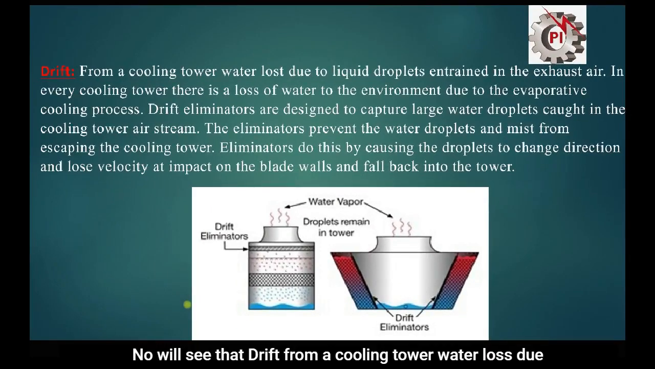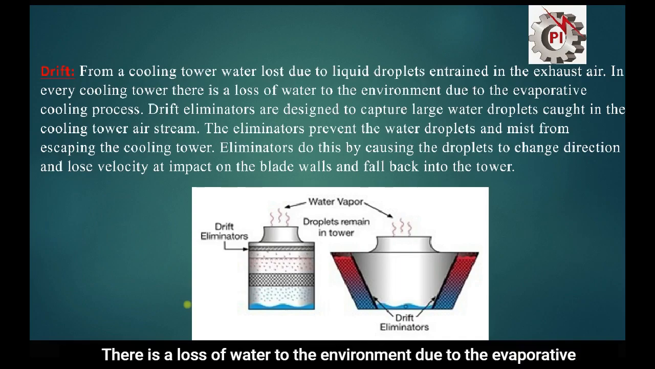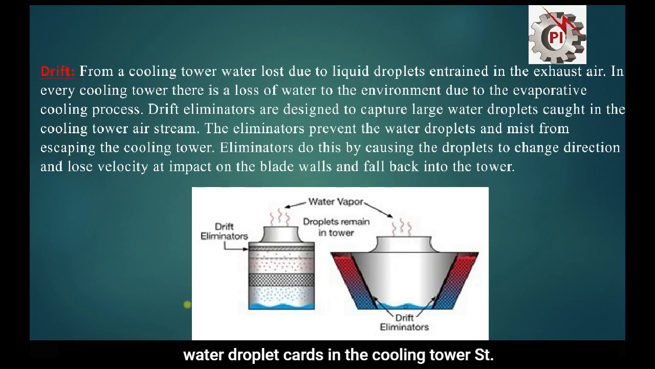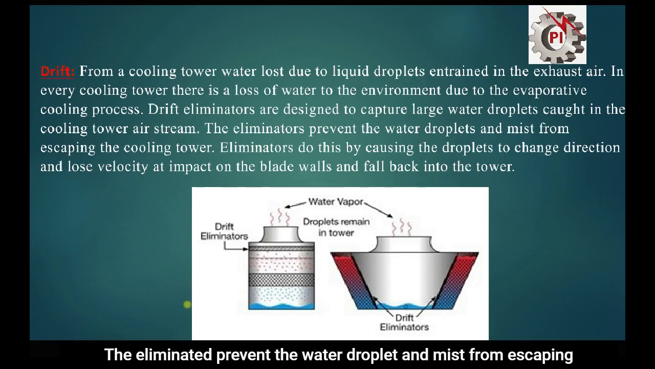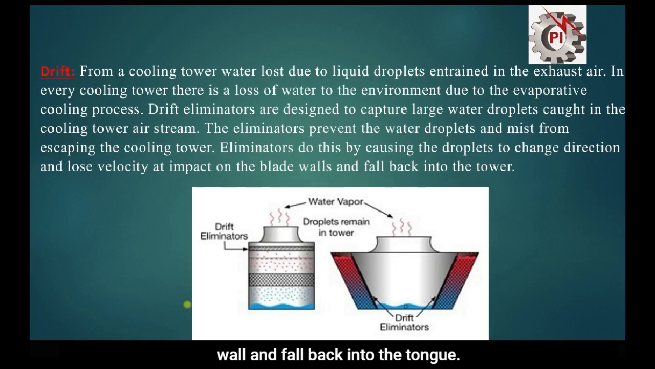Now we will see the drift. From a cooling tower, water is lost due to liquid droplets entrained in the exhaust air. In every cooling tower, there is a loss of water to the environment due to the evaporative cooling process. Drift eliminators are designed to capture large water droplets caught in the cooling tower air stream. The eliminator prevents the water droplets and mist from escaping the cooling tower. Eliminators do this by causing the droplet to change direction and lose velocity at impact on the blade wall and fall back into the tower.